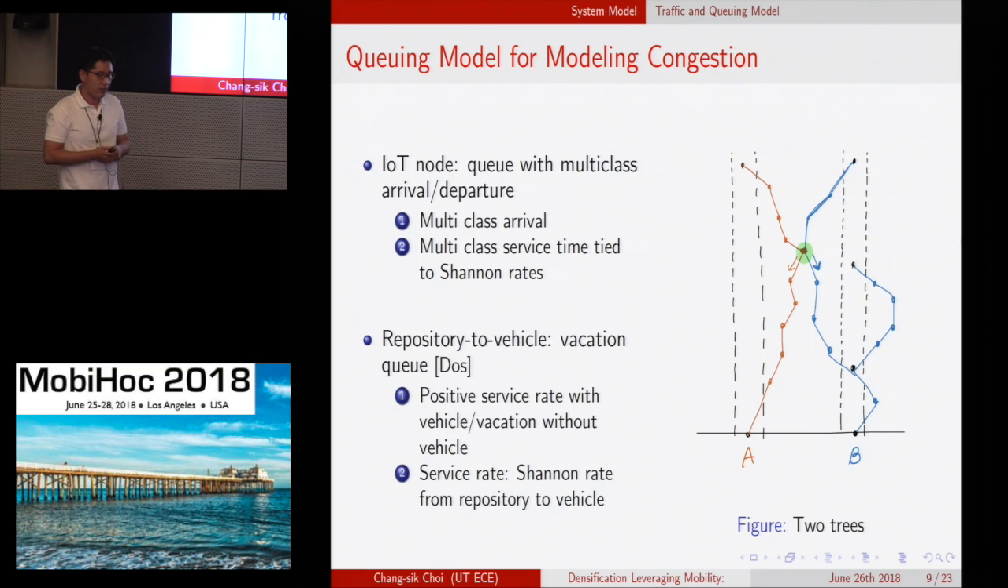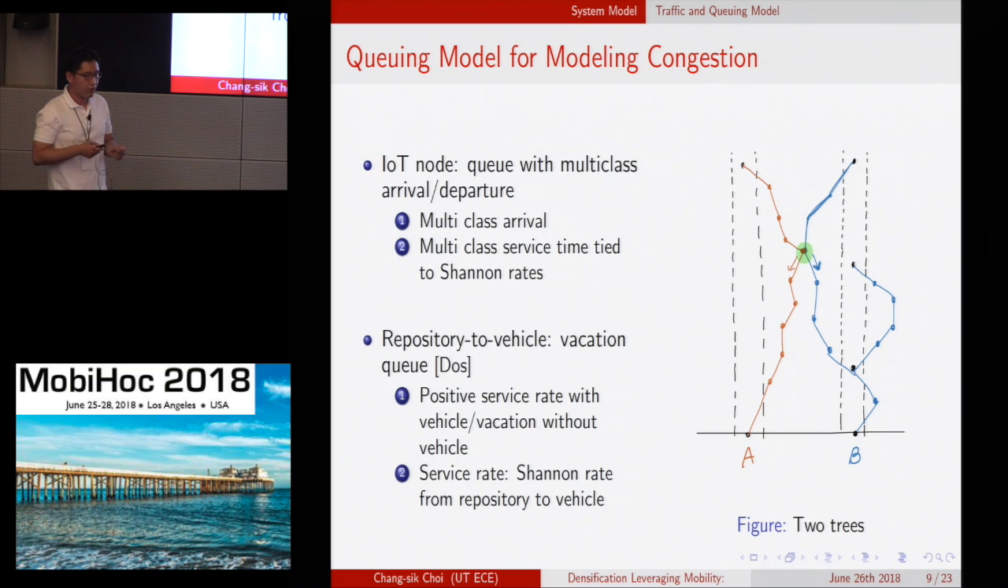So using random geometry, we add a queueing model to model congestion. Each node is modeled by a queue with multi-class arrival and multi-class departure. Multi-class because, depending on the sources, the destination might be different, as you can see on the right. And this is multi-class service. This multi-class service time is tied to the Shannon rate, which I will describe shortly.